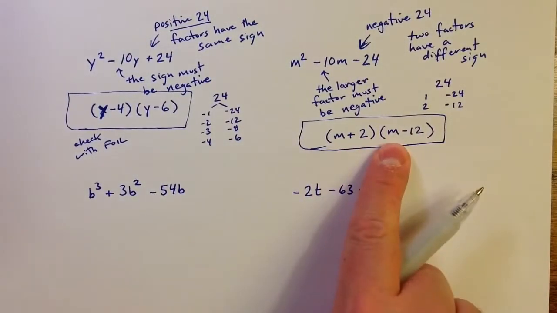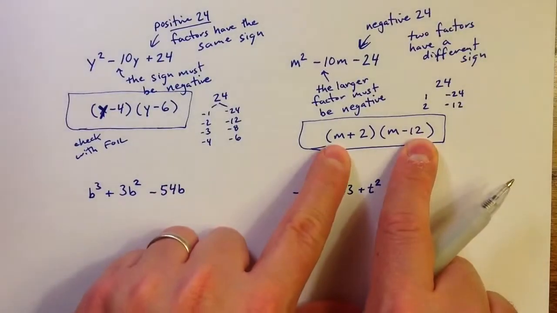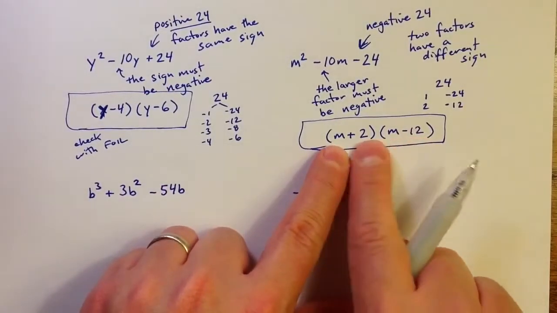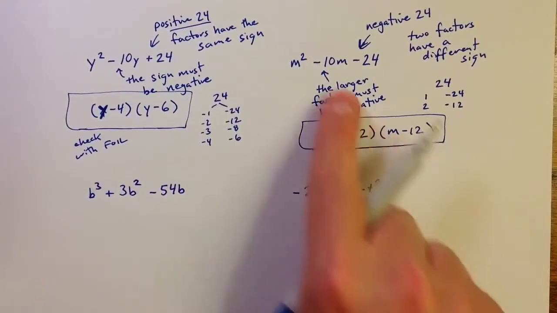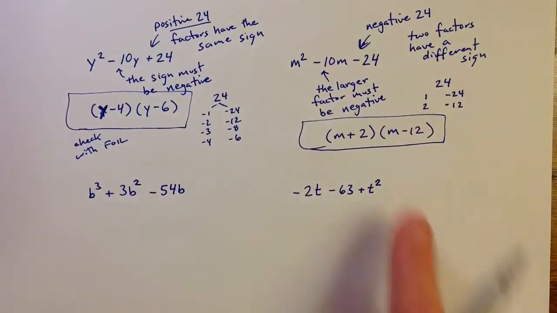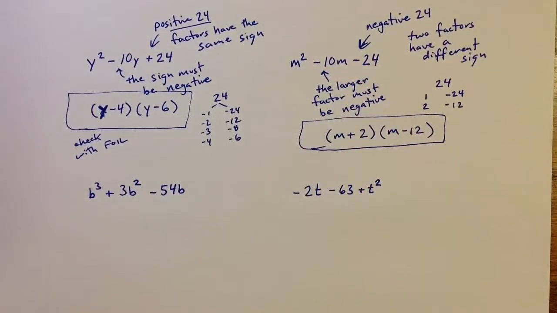m times m is m squared. I get negative 12m multiplying the outside terms and positive 2m multiplying the inside terms, and so negative 12 and positive 2 gives me negative 10m. And of course the last two terms multiply to equal a negative 24.